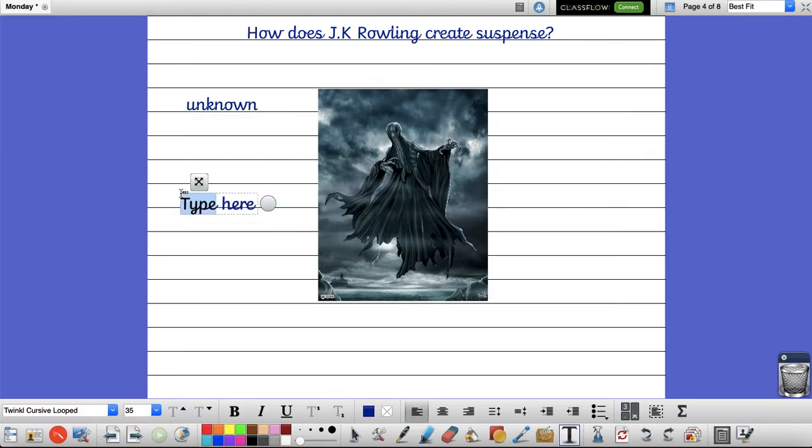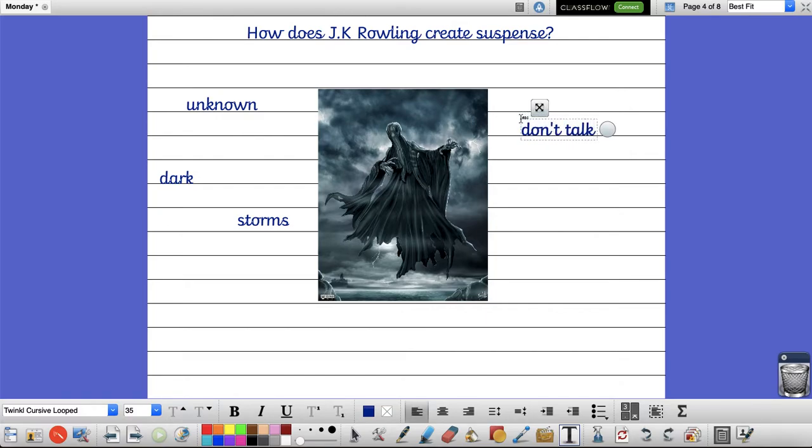She also creates it by creating a dark, quiet kind of atmosphere. So every time that the Dementors appear, the actual setting is quite dark, and also sometimes lots of storms that happen. So again, creating that atmosphere for the reader thinking that something bad is going to happen. It's also created by the fact that the Dementors don't talk.